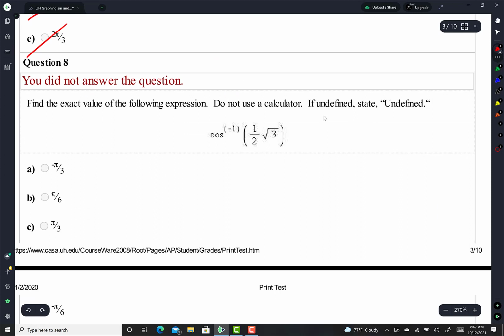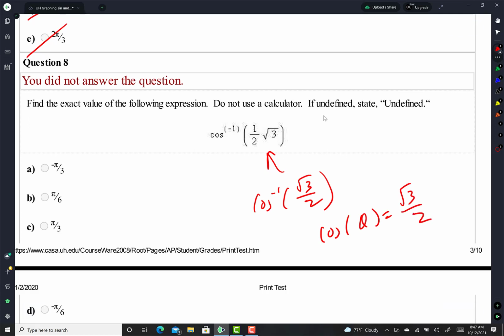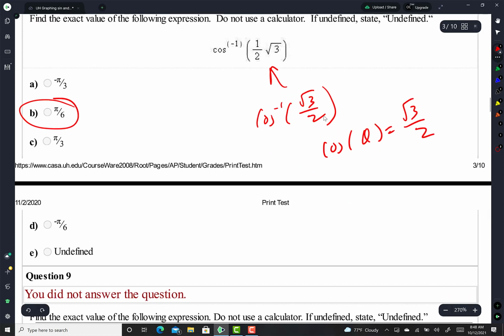This is just the way UH writes it. It means this, guys. Arc cosine of square root of 3 over 2. So cosine of one angle is square root of 3 over 2. Not pi over 3. Oh, wait. Cosine. Pi over 6. And that's it. And I know what some of you are thinking. What about the negative pi over 6?